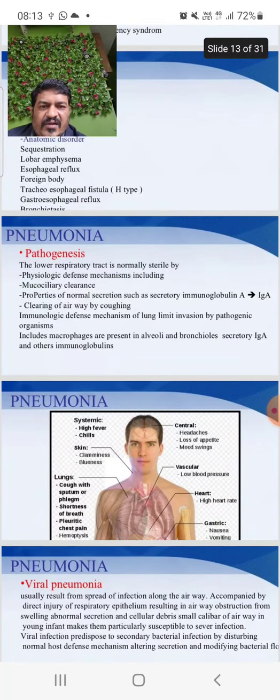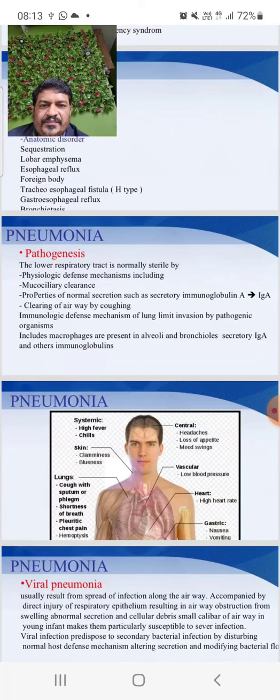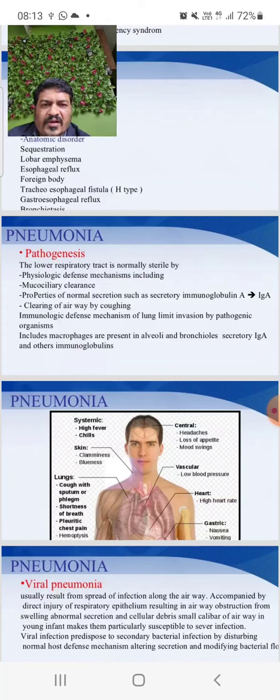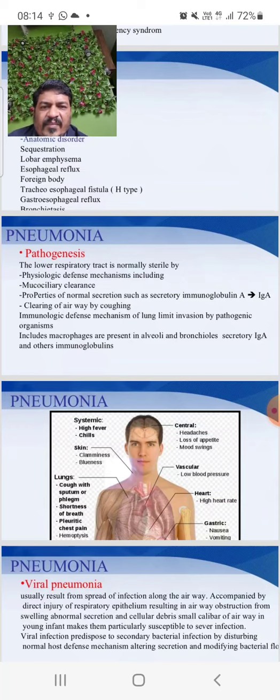So here we can easily see how pneumonia patients present in normal routine practice, like systemic high fever with chills and rigor. In the skin, the paleness of the skin and blueness of the skin, you can see easily.